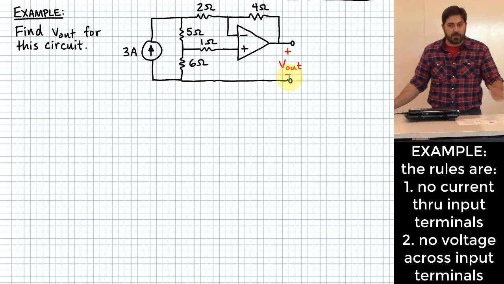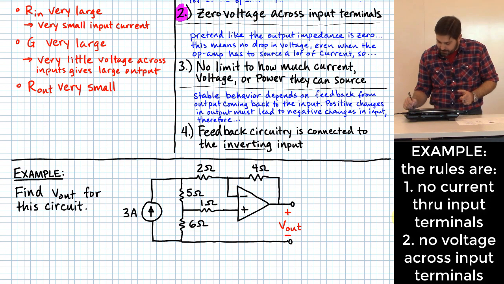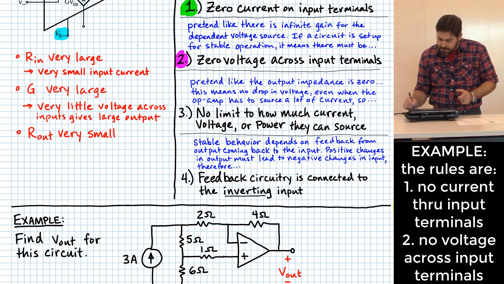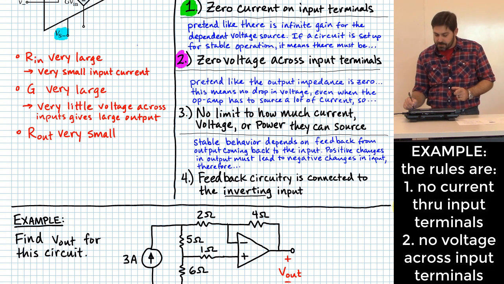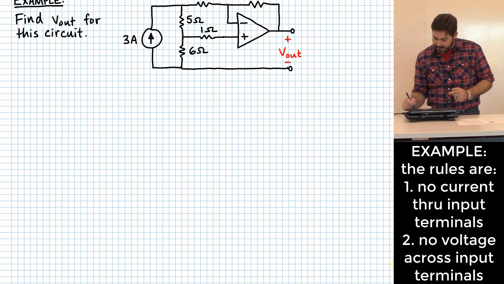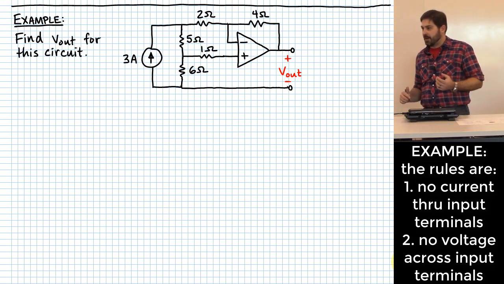Okay, let's go back and remind ourselves of the rules now that we have a circuit in mind that we're going to try to apply them to. First rule is 0 current on input terminals. Rule 2 is 0 voltage across input terminals. Okay, how do we apply that to this circuit? How about if I just label these real quick on there?